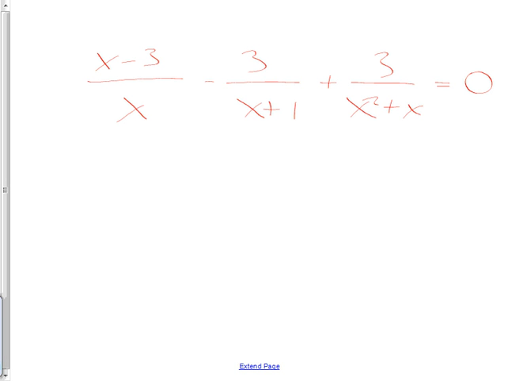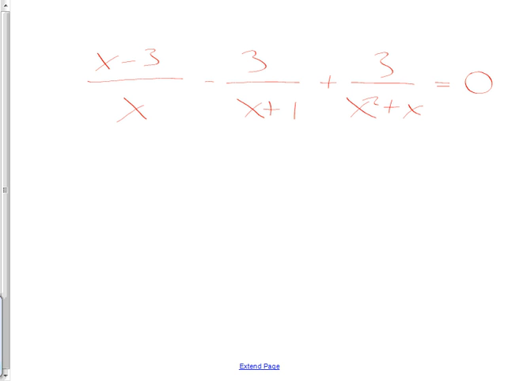So the algebra is harder. So if you had this, for instance, x minus 3 over x. Write this one down. x minus 3 over x, minus 3 over x plus 1, plus 3 over x squared plus x, is equal to 0. And some people are going to do this the hard way, and some people are going to do this the easy way. And I would personally choose the easy way, especially if the police are involved. Always choose, I'll take the easy way, officer.